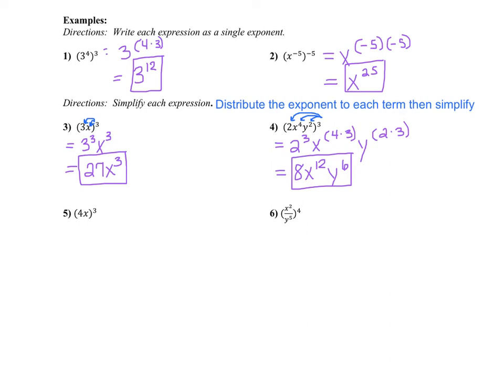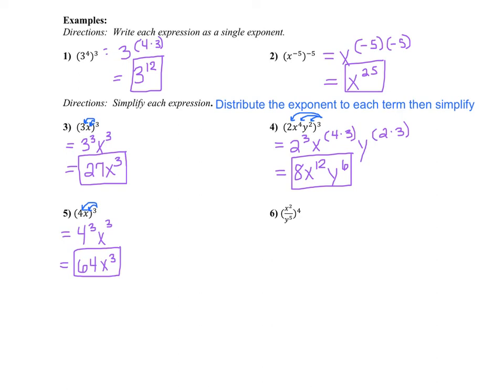All right, so let's look at number 5. It says 4x in parentheses to the third power. Again, you're going to distribute the exponent to the 4 and to the x. So let's rewrite that. 4 to the third times x to the third. 4 to the third, 4 times 4 times 4 is 64. And then x to the third. And that is your answer.